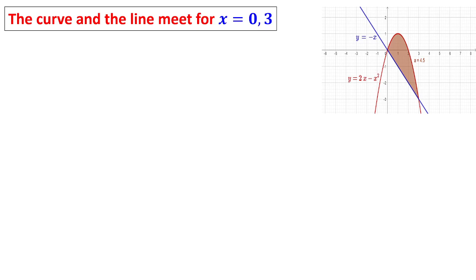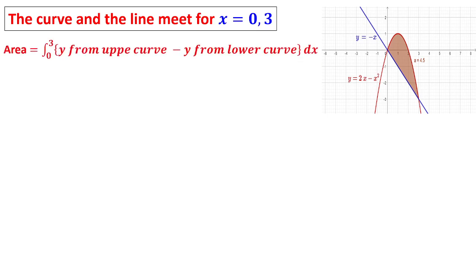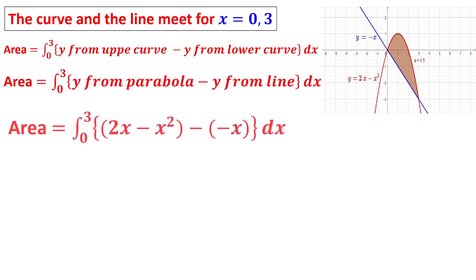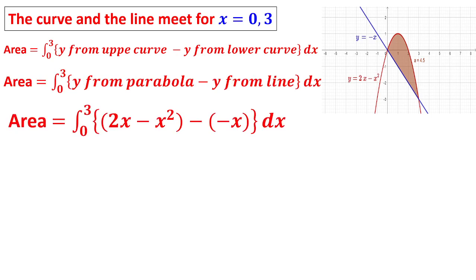There are two curves and the x-axis, and we have to use the formula: y from the upper curve minus y from the lower curve. Suppose you find the area enclosed by the upper curve, that is the parabola, and then the area bounded by the lower curve; when you subtract them, you will get the shaded area. Therefore, y from the parabola minus y from the line. From the parabola, it is 2x minus x square. From the line, it is minus x.